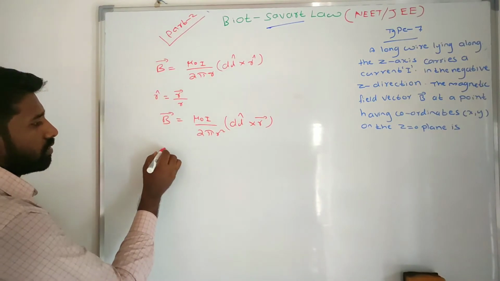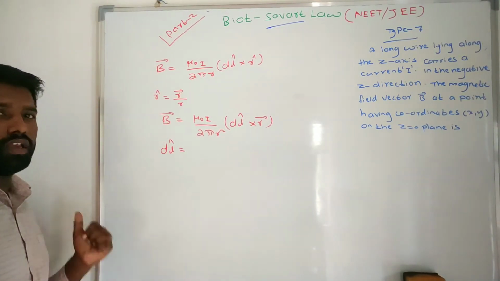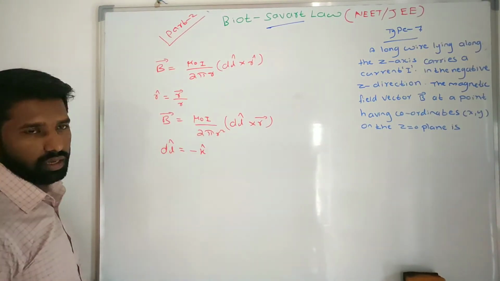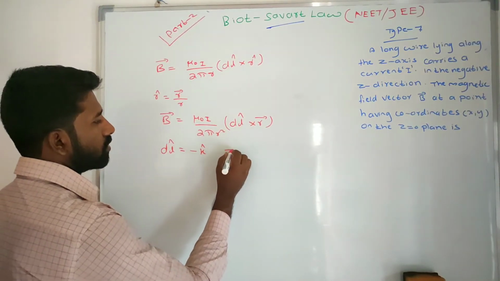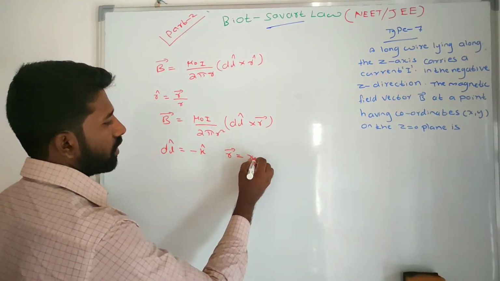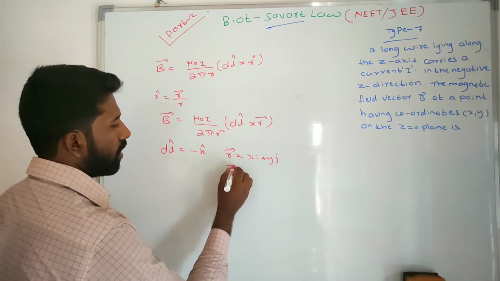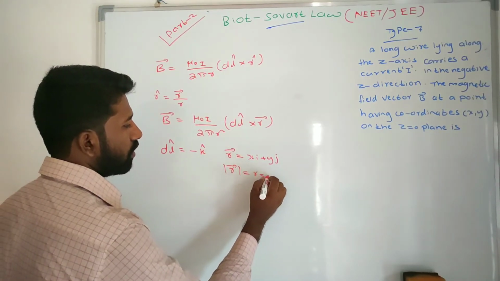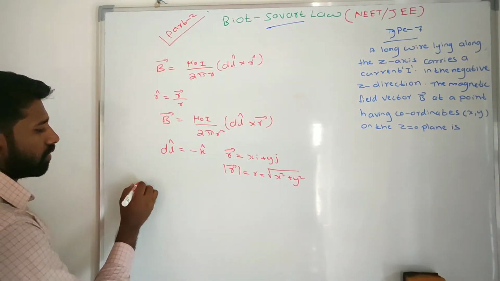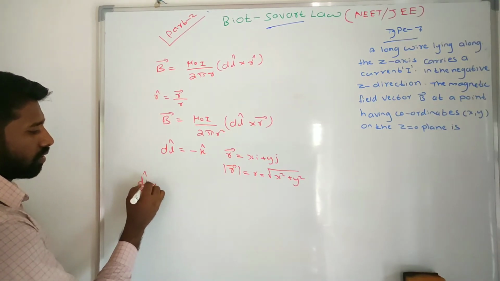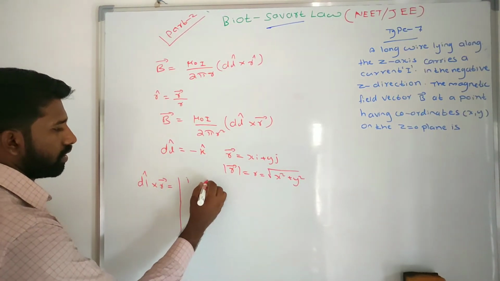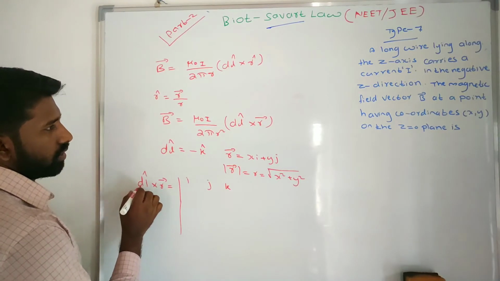Clear? What is dl? dl cap has the same direction as the current. What is the direction of the current? That is the minus z axis, so minus k. And what about the R vector? They gave the point with coordinates x and y, that is x i plus y j. The magnitude of R is equal to the square root of x square plus y square. Now we will find dl cross R vector using the determinant i, j, k. What about the first vector, that is dl?